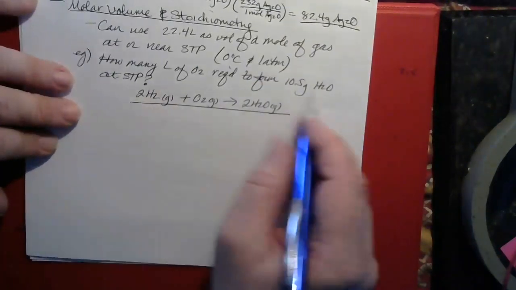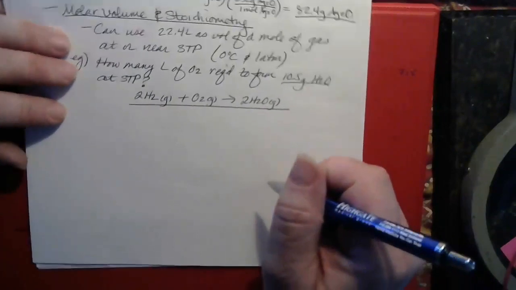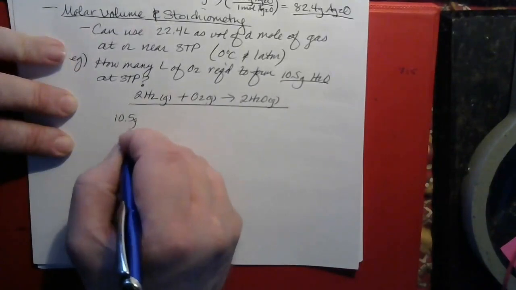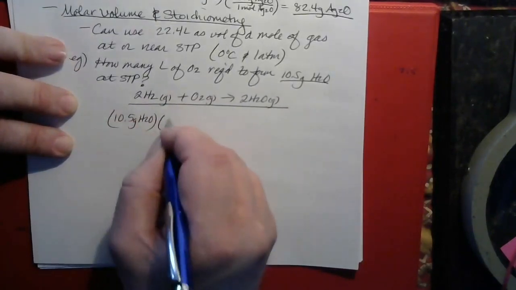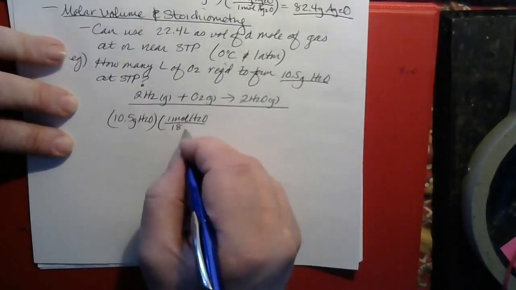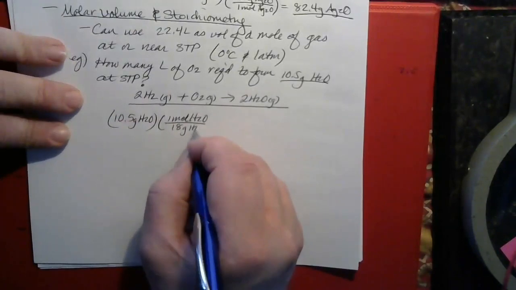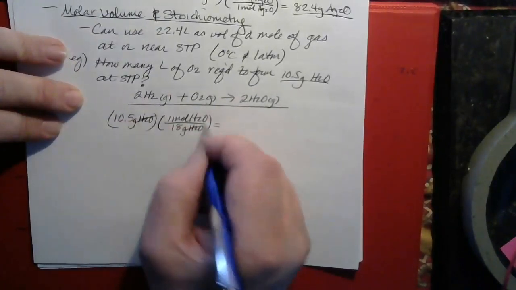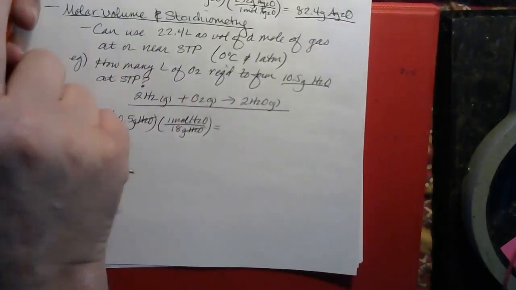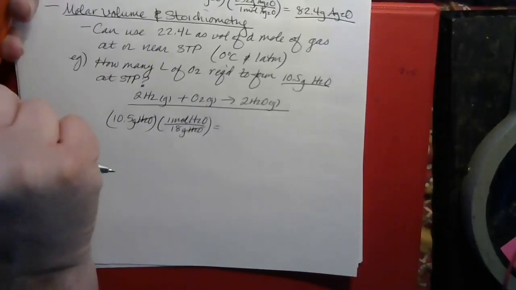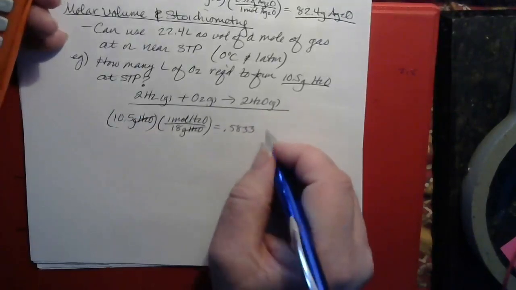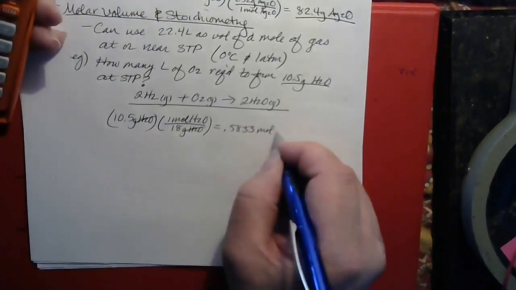Well, if we know how much water we need to produce, we can find out how many moles of water just by taking 10.5 grams of H2O and dividing by its molar mass, which is 18 grams per mole. So grams of H2O cancel. 10.5 divided by 18 is, I'm going to call it 0.5833 moles of H2O.